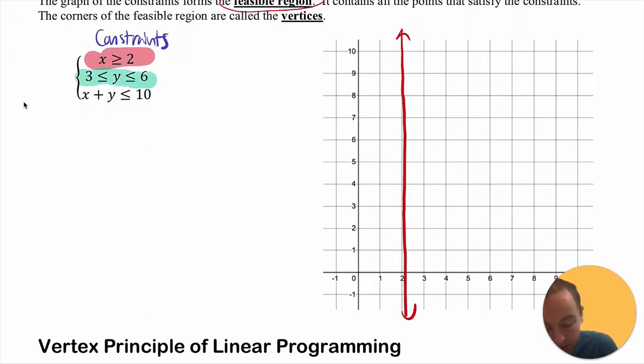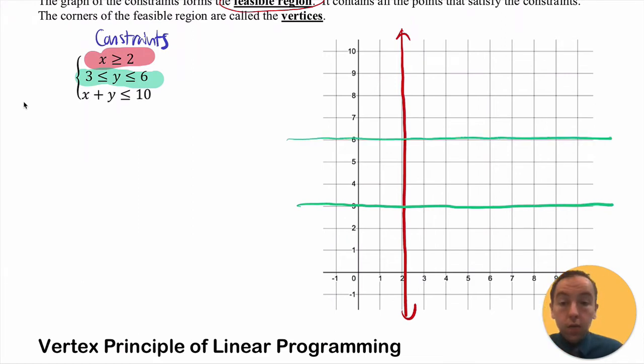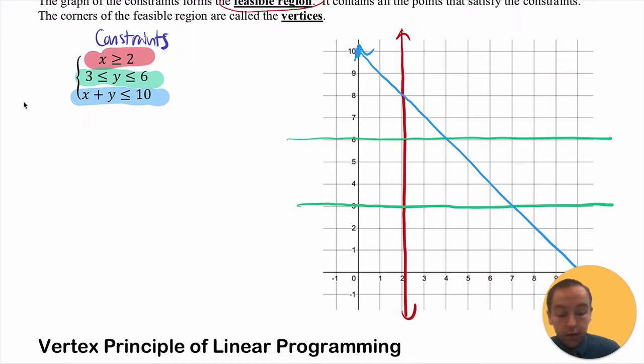Then in the teal lines right there, you can see that y has to be somewhere between 3 and 6. That would be where y equals 3, and that right there would be where y equals 6. So we're going to have to be somewhere in between those teal lines. Finally, we have the fact that x plus y is less than or equal to 10. That's equivalent to y is less than or equal to negative x plus 10. So it has a y-intercept at 10 and a slope of negative 1, with that blue line that you're seeing there.